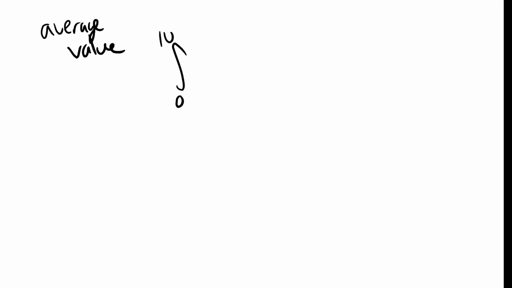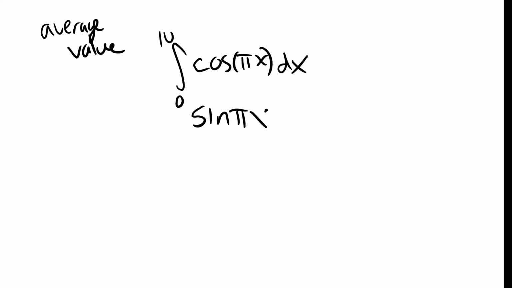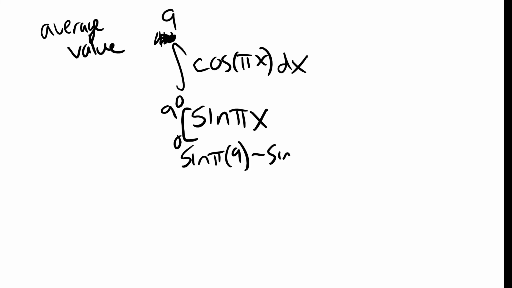0 to 10 of cosine of pi x dx. So we'll check this thing out. All you do in these questions, integrate. Plug in your bounds. And I realize I've made a terrible mistake. So I'm going to make my top bound 9 instead of 10, because that's going to make it a lot more meaningful, I think. And we'd get sine of pi times 9 minus sine of pi times 0, rather. Sine of 0 is 0. Sine of 9 pi is the same as sine of pi, which is also 0.